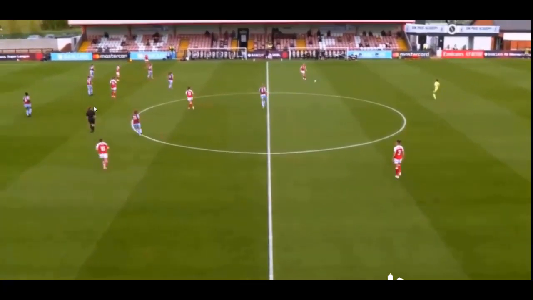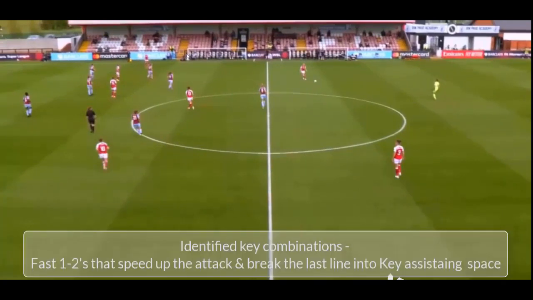So once again, just look again. We're shielding, screening. We don't want these 1-2s. We want to keep Beth Mead limited from the amount of touches she has on the ball.